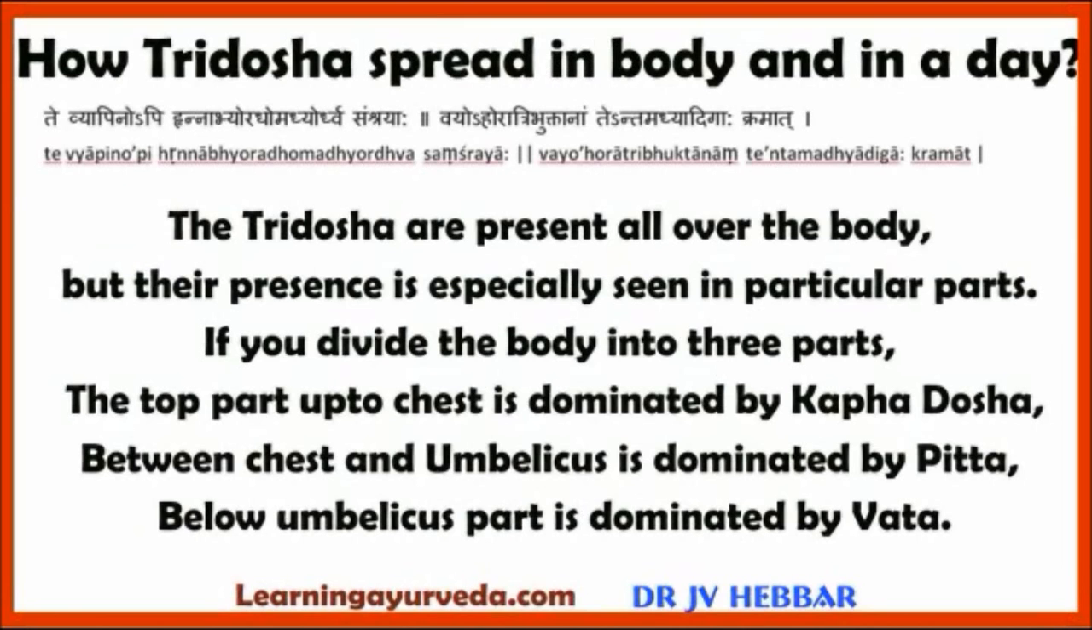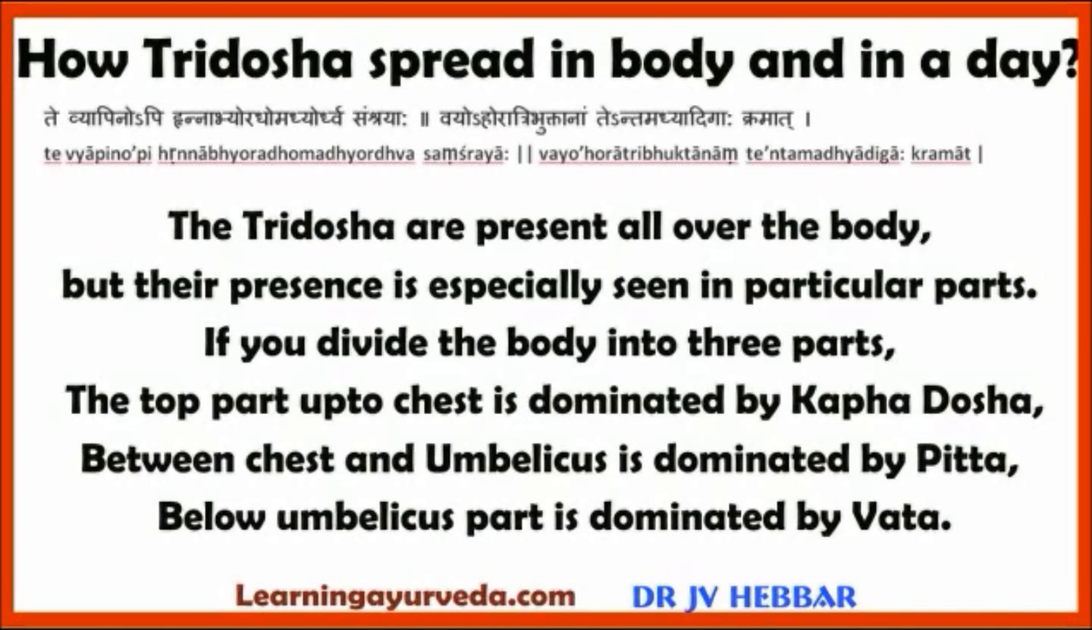How Tridosha are spread in body and in a day. Te vyapino api hrannabhyo adho mardhyo urdhva samshrayaha vayoho ratri bhuktanam te anta madhyadigah kramat. That means the Tridosha are present all over the body, but the presence is especially seen in particular parts. If you divide the body into 3 parts, the top part up to the chest is dominated by Kapha dosha. That's why the lungs and all the respiratory diseases are usually of Kapha in origin.